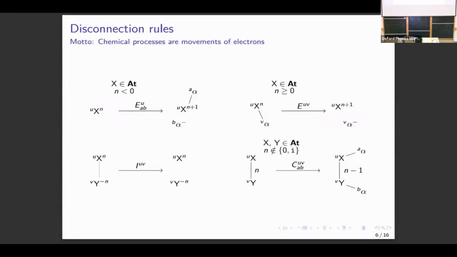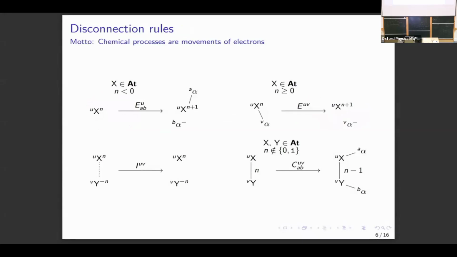Now we talk about the disconnection rules. There's four of them, four disconnection rules. So we're still talking about the same sort of objects. So it's labeled graphs that represent molecular entities. So the first one, the first two are electron disconnection rules.